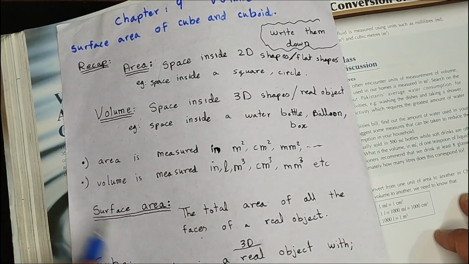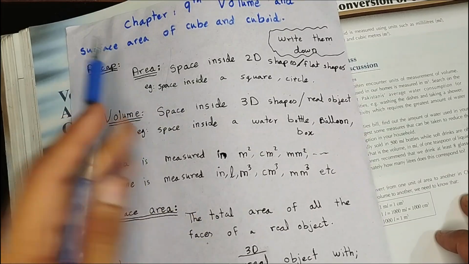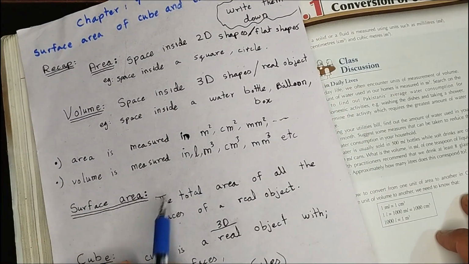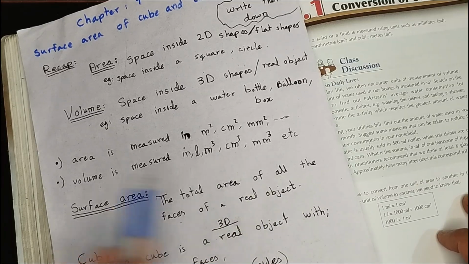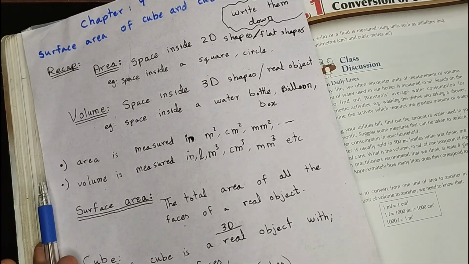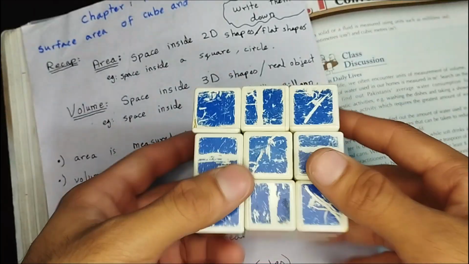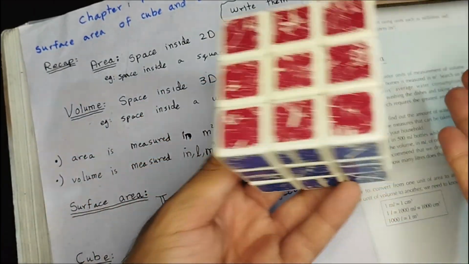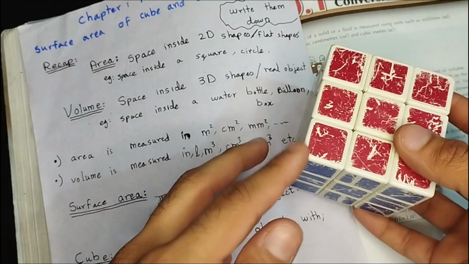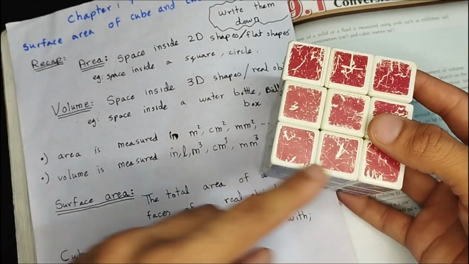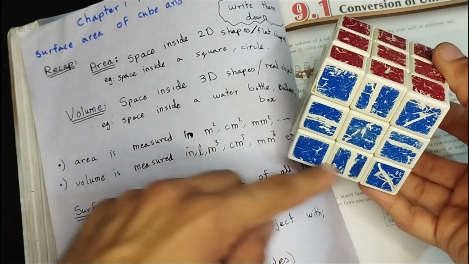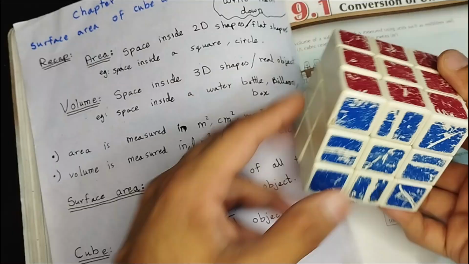Other than that, what is surface area? Surface area is area similar to that, but it's a bit different, okay? Surface area is basically the total area of all the faces of a real object. What does that mean? I have a Rubik's Cube here. A Rubik's Cube is basically a cube, right? It's a real object. It has length. Let's just say this is length, this is breadth, and this is our height, right? Length, breadth, and height. So it's a cube, right?